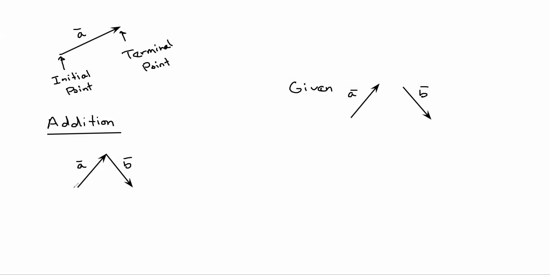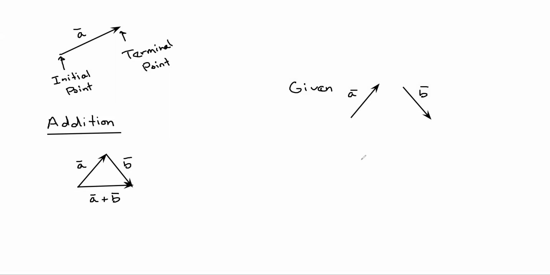So if you take vector A and then place vector B so that the initial point of vector B is on the terminal point of vector A, so that they've got this chain, then the sum starts at the initial point of A and ends at the terminal point of B. So this vector here, this is A plus B. That's how addition works.